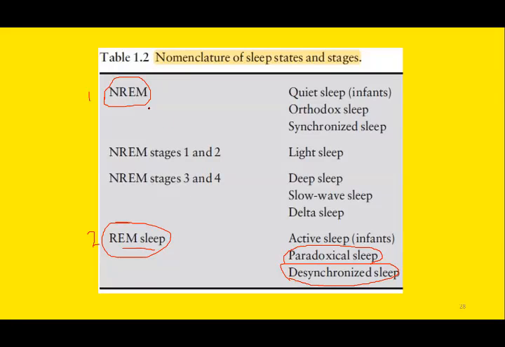Now the other type of sleep, non-rapid eye movement sleep, is further subdivided into four stages. Stage 1 and 2 are known as light sleep. The first two stages of non-REM sleep are light sleep, and then stage 3 and 4, the last two stages, are known as deep sleep.